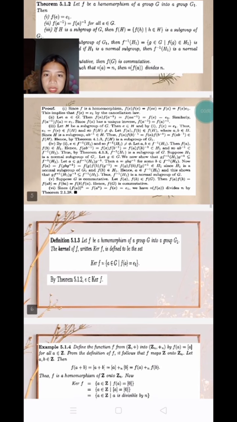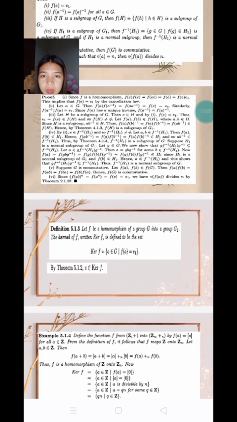Since H is a subgroup, the inverse of f(B) is an element of f(H). Thus f(A)f(B)^(-1) is equal to f(AB^(-1)), which is an element of f(H). Hence, by theorem 4.1.3, f(H) is a subgroup of G sub 1.